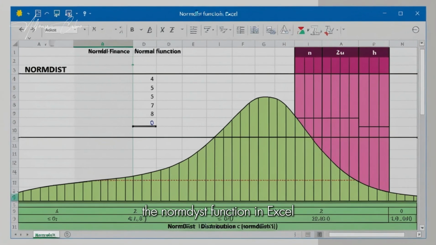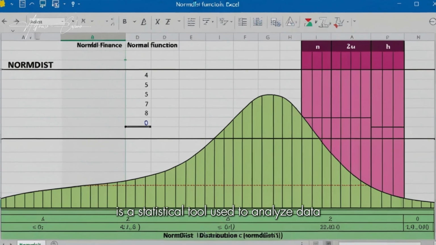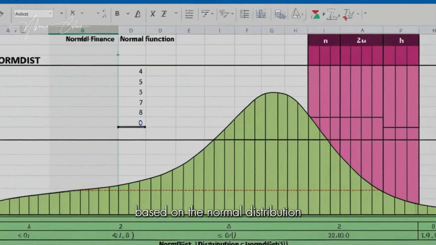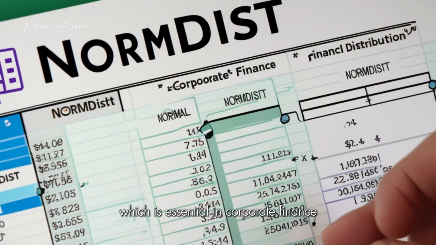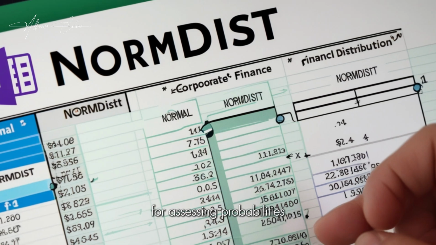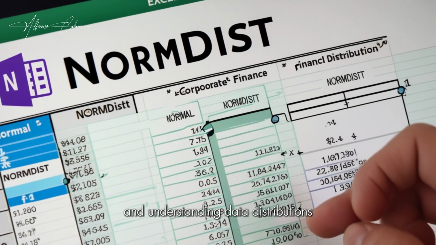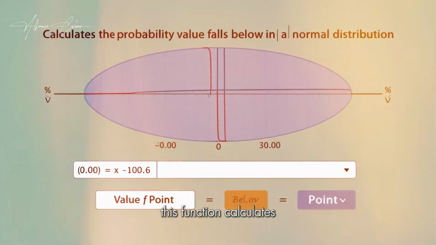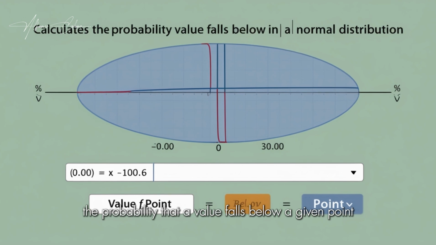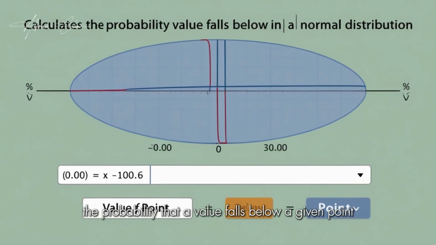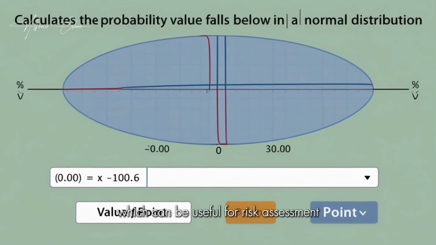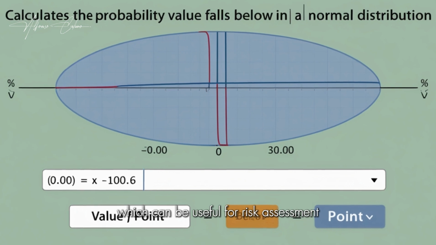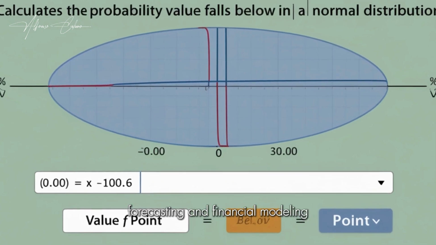The NORMDIST function in Excel is a statistical tool used to analyze data based on the normal distribution, which is essential in corporate finance for assessing probabilities and understanding data distributions. This function calculates the probability that a value falls below a given point in a normal distribution, which can be useful for risk assessment, forecasting, and financial modeling.